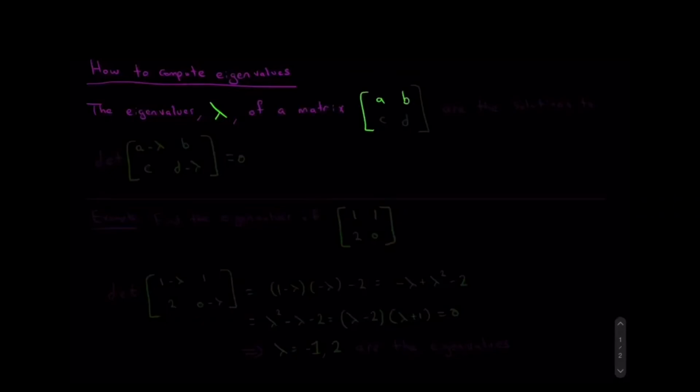So using this observation, what we're going to do now is figure out how to compute eigenvalues. Okay, so we're looking for the eigenvalues lambda of some general 2 by 2 matrix, which we'll denote by A, B, C, D. Well, just like before, they're going to be the roots of the determinant of this matrix. They're the unknown lambdas that solve this equation.